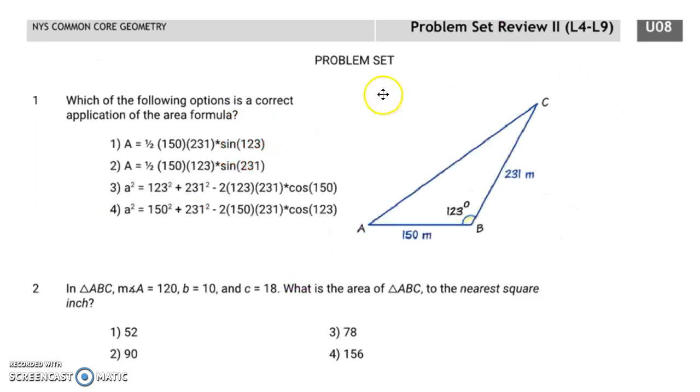All right, last but not least, the problem set from lesson 9. Pause the video, try these out, and then see if you got them right.